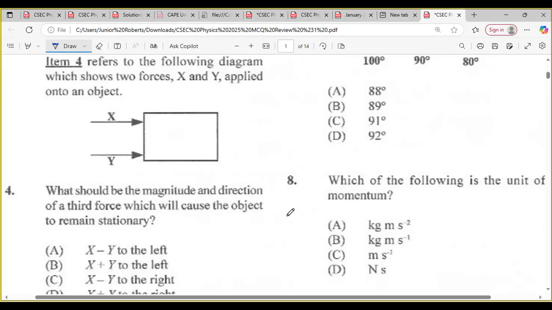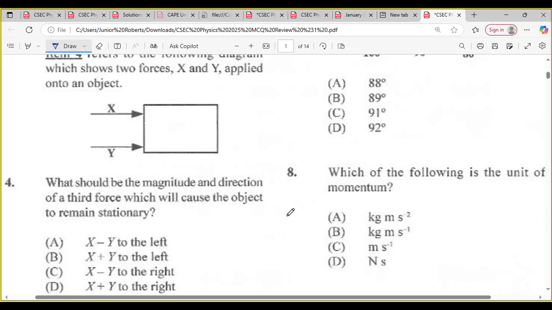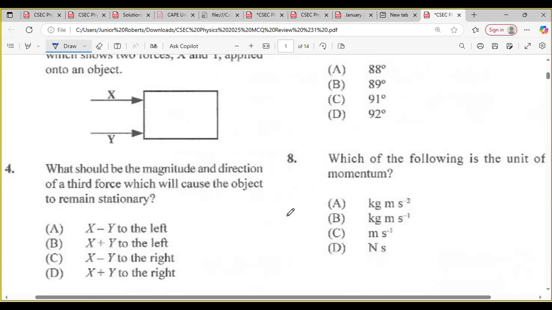Question 4 now says, item 4 refers to the following diagram which shows two forces X and Y applied onto an object. What should be the magnitude and direction of a third force which will cause the object to remain stationary? So we have these two forces X and Y. They are directed towards the right. Okay? So X and Y are pushing this box to the right. Now we want to keep this box stationary, right? Which simply means that we want to keep it still. Now we should remember that for an object to be stationary, the net force must equal to.